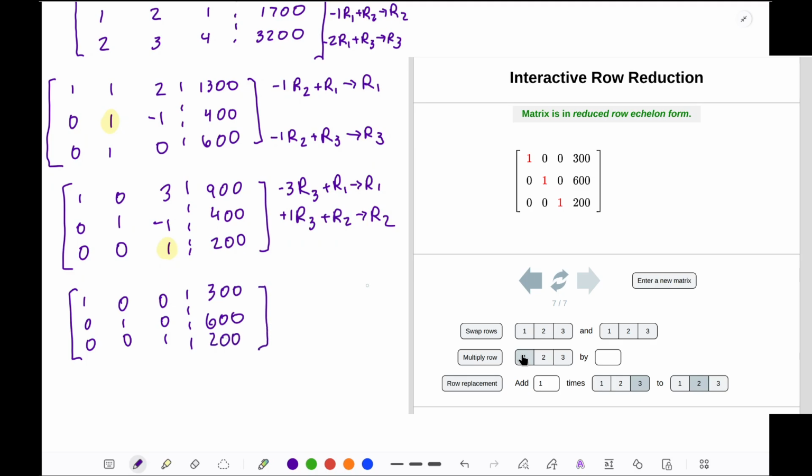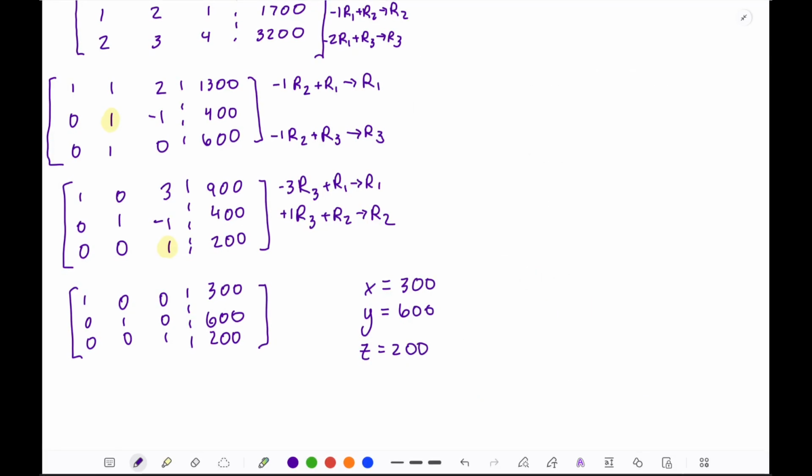So reading this off, we get x is equal to 300, y is equal to 600, and z is equal to 200. But don't forget, we were talking about an application problem here, so I should probably say what each one is. So we get 300 of type 1, 600 of type 2, and 200 of type 3.